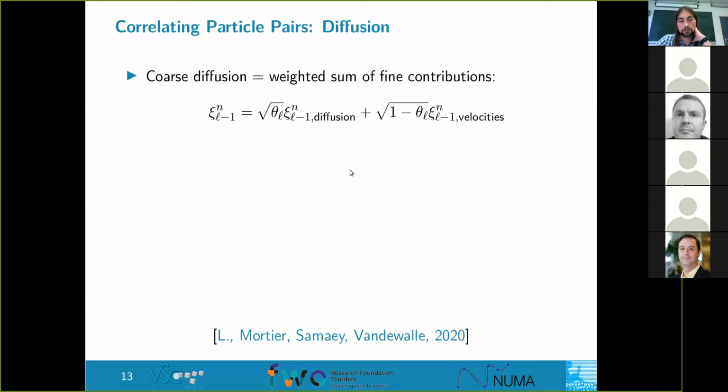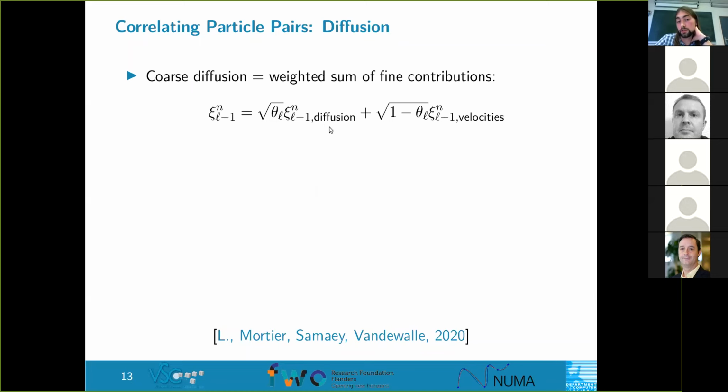So the green arrows, I already mentioned, we have this coarse psi, and it's a combination on the one hand of something coming from fine diffusion and something coming from fine velocity terms. Now, if we can somehow ensure that this has mean 0 and variance 1, and this has mean 0 and variance 1, then we know that this will also have mean 0 and variance 1, assuming we define some theta here, which is between 0 and 1.